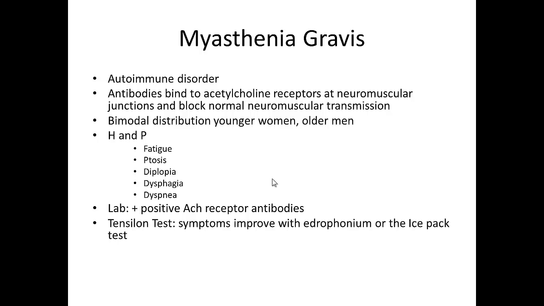Other diseases: myasthenia gravis, another autoimmune disease. This can occur in younger women and older men. It is antibodies that bind to the acetylcholine receptors. These patients present with fatigue, ptosis, which is drooping of the eyelids, diplopia, double vision, dysphagia, difficulty swallowing, and dyspnea, difficulty breathing. The test is the Tensilon test, where edrophonium injected into the body will decrease the symptoms.